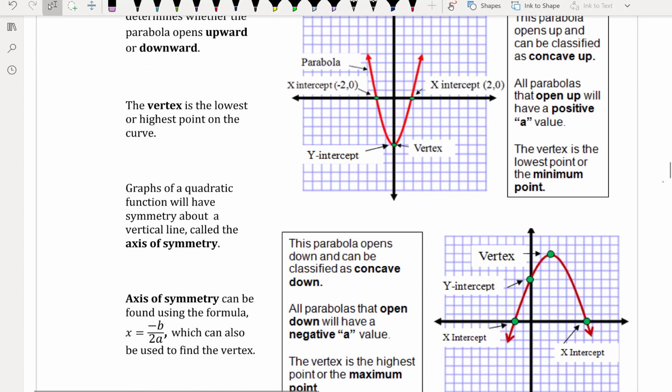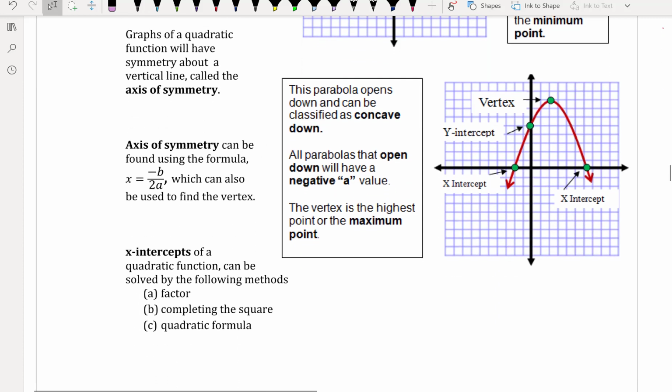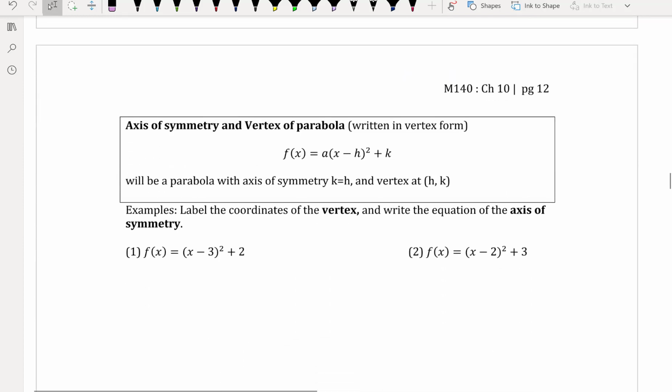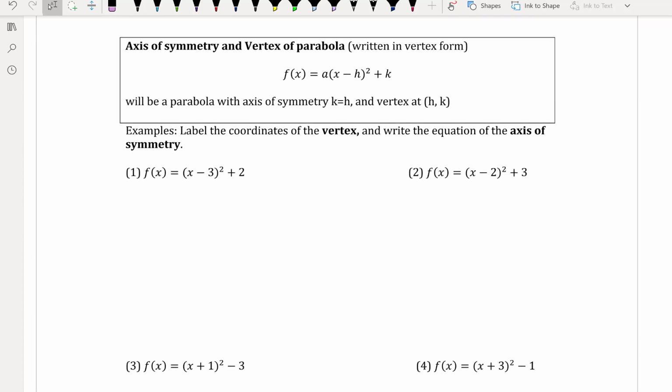And the vertex is either the highest or the lowest point on the curve. And we have our axis of symmetry. That's just some review. The axis of symmetry and the vertex of the parabola written in vertex form can be written like this: parentheses x minus h, squared, plus k, where the vertex is going to be (h, k). We've talked about parabolas before, so this should be somewhat of a review.